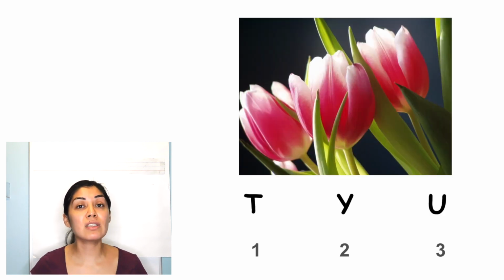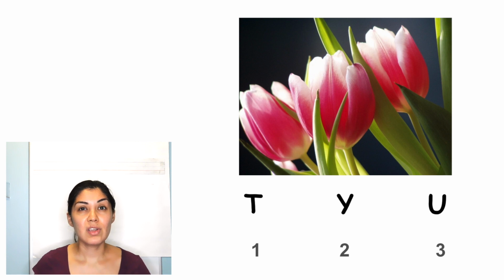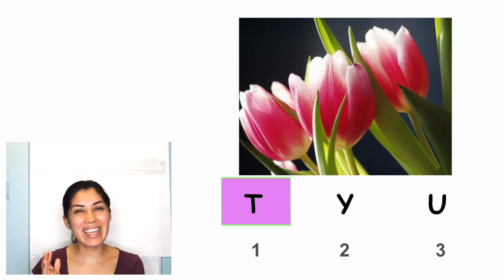So our next picture is of a special type of flower. It's a specific flower. It's called a tulip. Tulip. So think, boys and girls, which one is the letter T? Point to it. Yay! Okay, we have one more picture left.